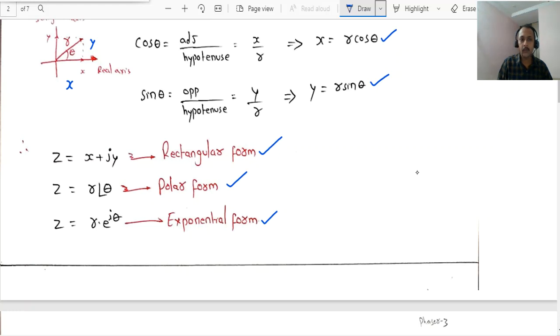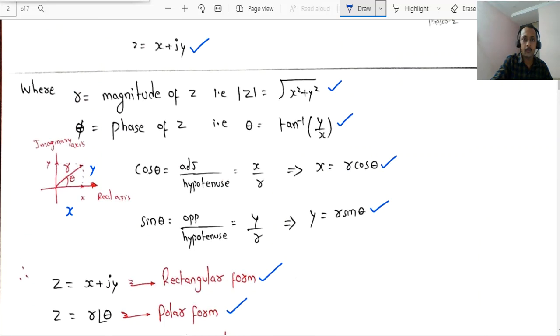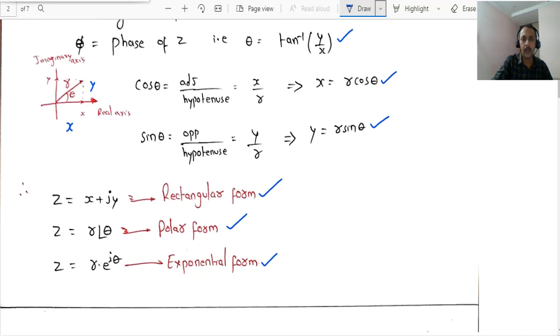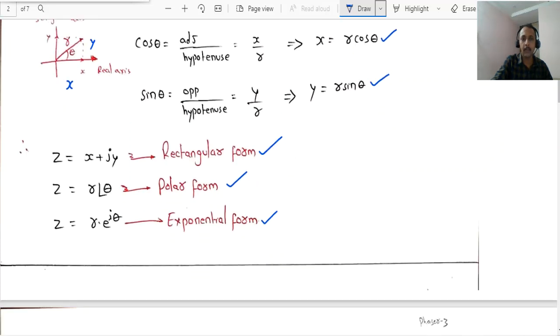In this context, what about r? Just now we have seen r is nothing but the magnitude of z, square root of x square plus y square we have to take. And theta is tan inverse of y by x we have to take.